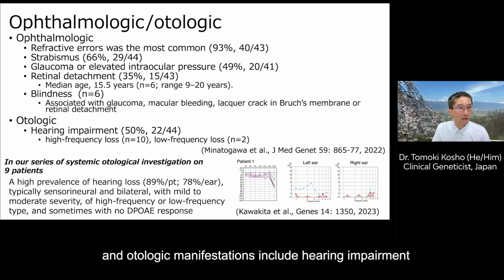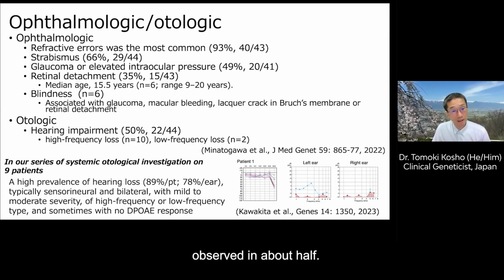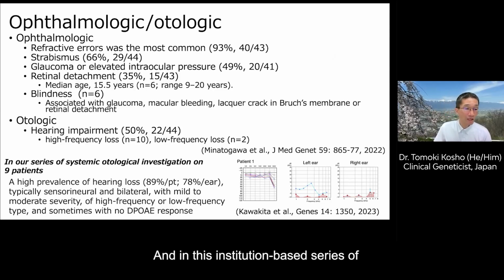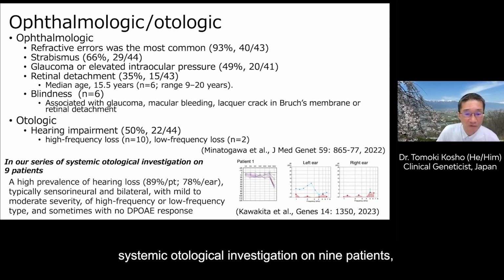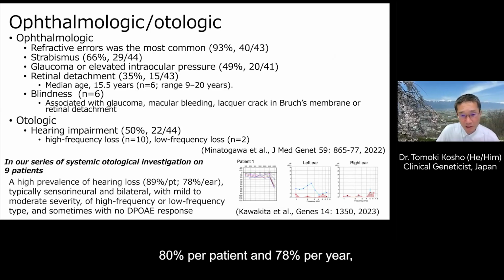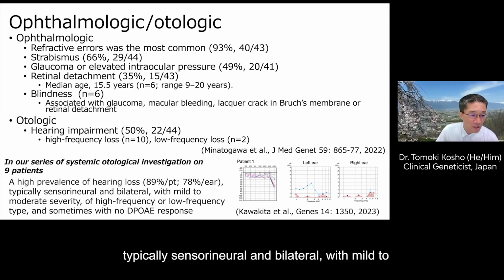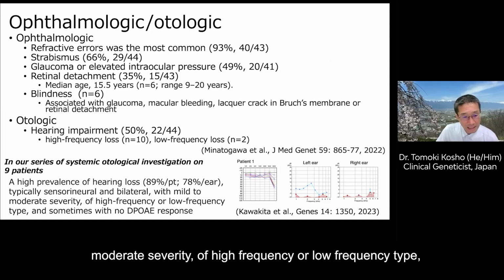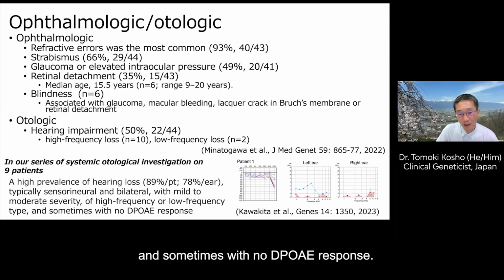Otologic manifestations include hearing impairment, observed in about half. And in our institution-based series of systemic otological investigation on 9 patients, we found a high prevalence of hearing loss, 80% per patient and 78% per ear, typically sensorineural and bilateral, with mild to moderate severity of high frequency or low frequency type, and sometimes with no DPOAE response.